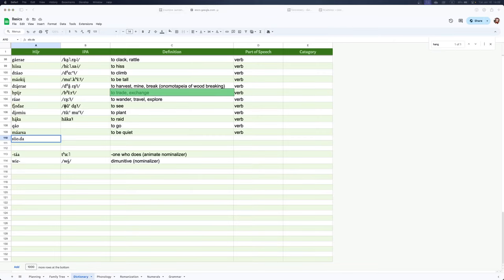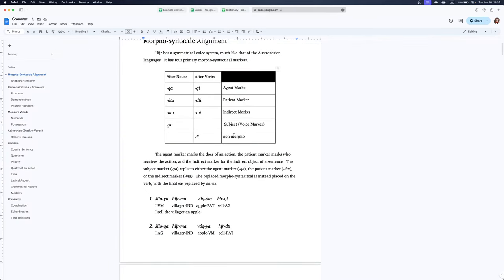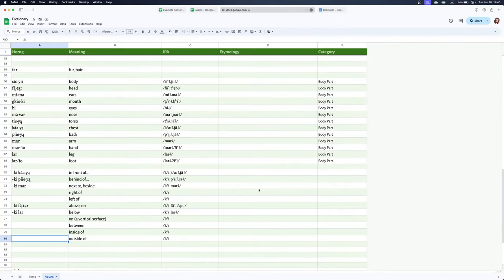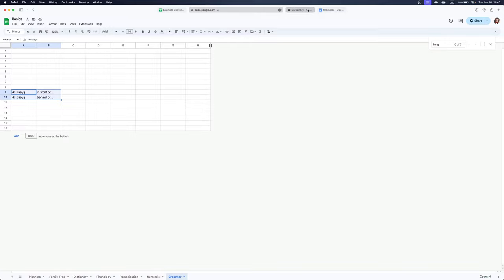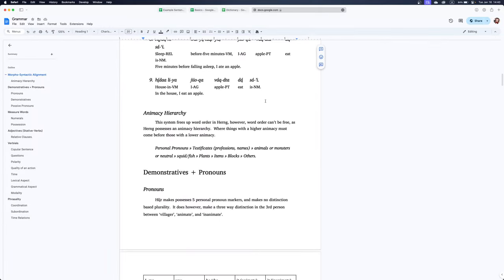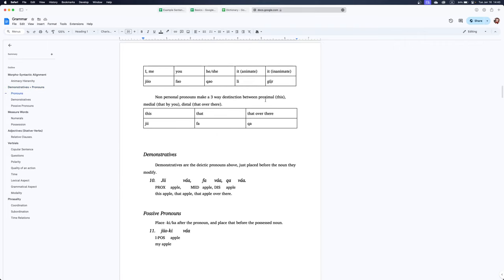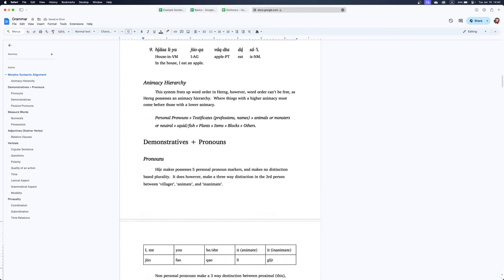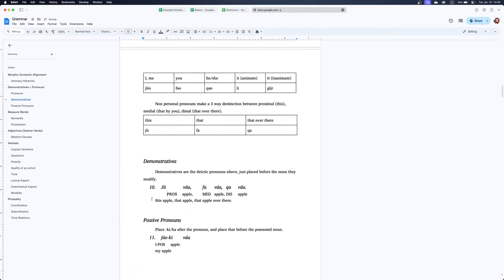Did I do the grammar yet? Well, I'm doing the grammar. Are you talking about the grammar document? If so, I've already transferred everything from this to this. So this page is now just for planning. But yeah, all the grammar we have so far should be in this document here. If you don't see something that should be here, feel free to let me know and I will take a look.